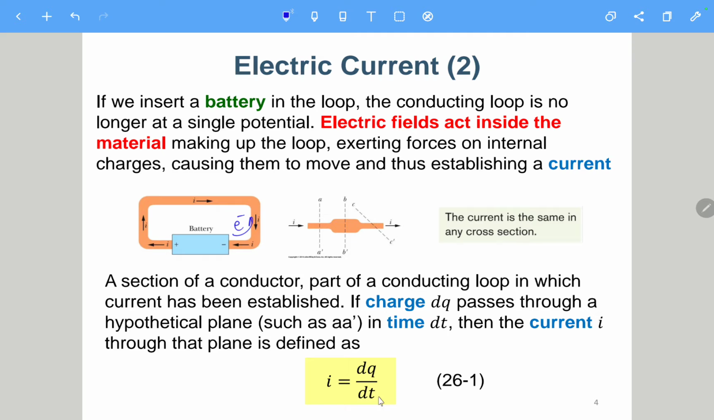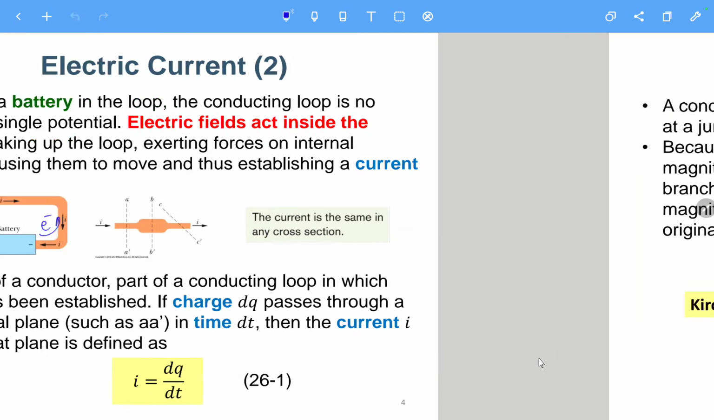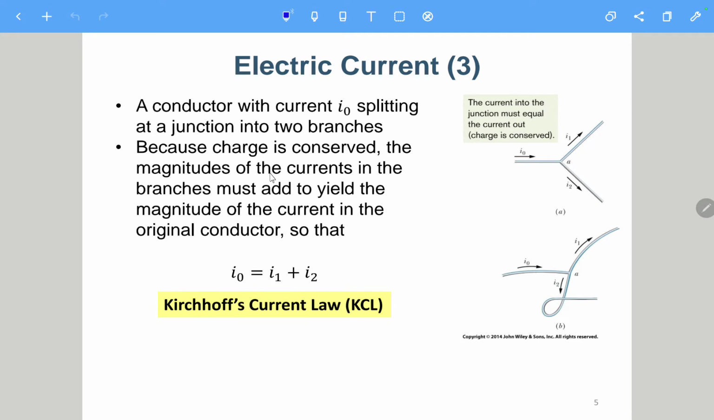So this is the mathematical definition of the current. So current is dq dt. Take the derivative of the charge with respect to time. So as long as the charge amount is changing, then this value is not zero. Then it defines the current. So it is the change of the charge in unit time. Okay, so I think so far is easy.